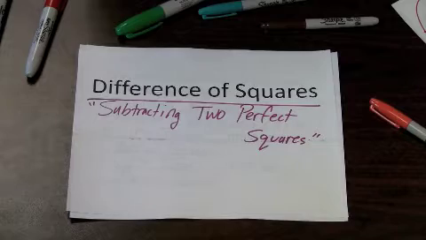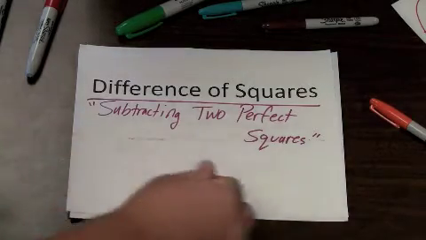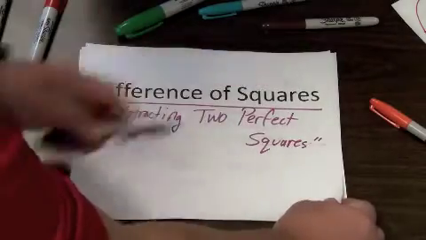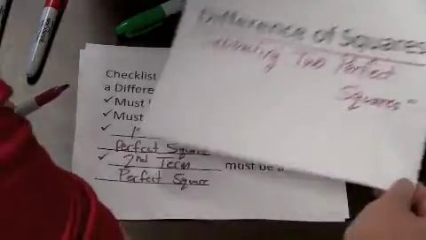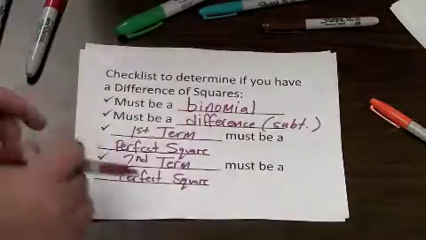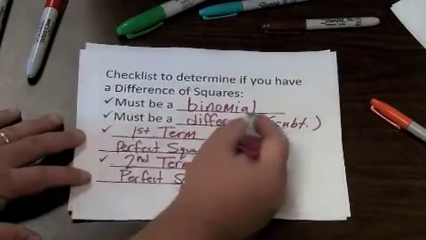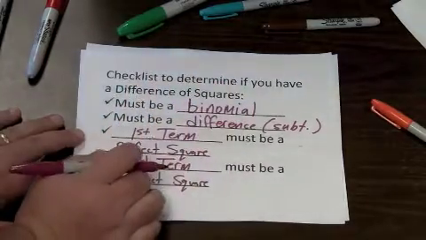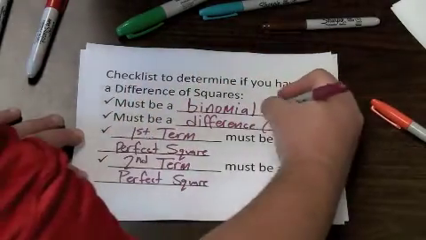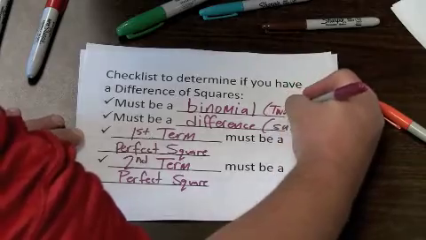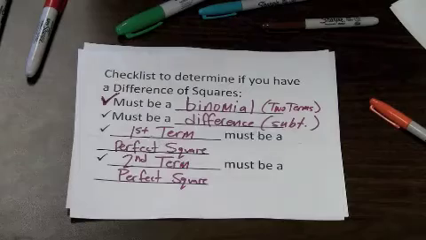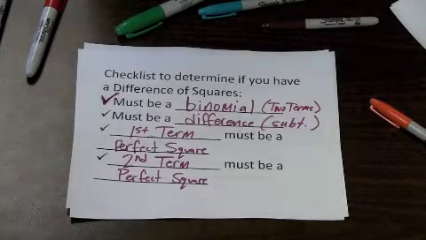That kind of lends itself to a checklist. What are the things that you should check for when you're trying to determine if you have a difference of squares? Well, I have a checklist here for you. The first thing is that it must be a binomial. You can only have 2 terms for it to be a difference of squares. Okay, that's the first item on the checklist.